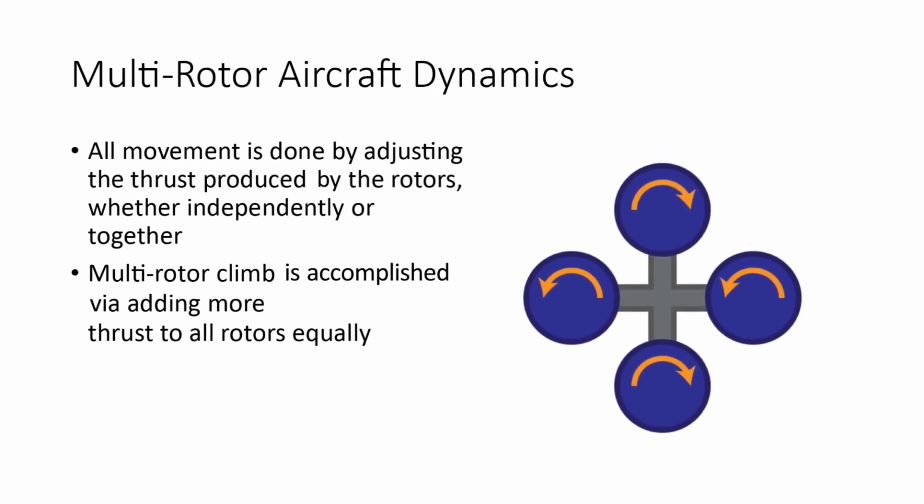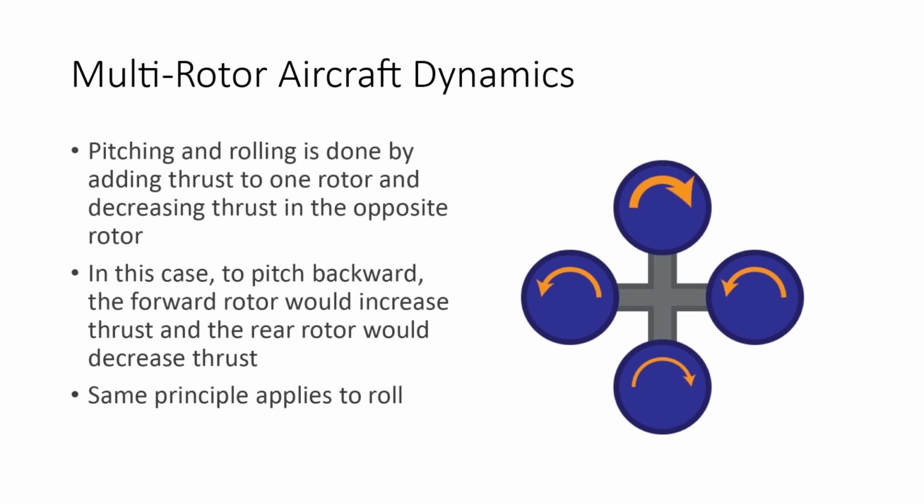In discussing multi-rotor flight dynamics, all movement is done by adjusting the thrust produced by the rotors, whether independently or together. Pitching and rolling is done by adding thrust to one rotor and decreasing thrust in the opposite rotor. In this case, to pitch backward, the forward rotor would increase thrust, and the rear rotor would decrease thrust.